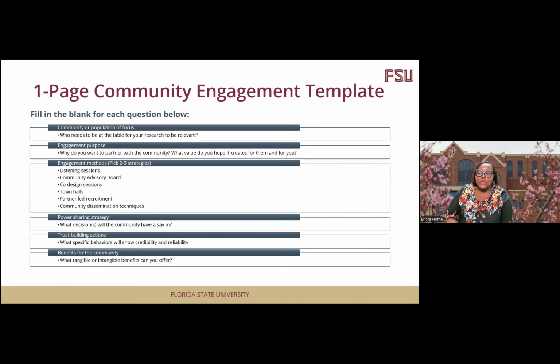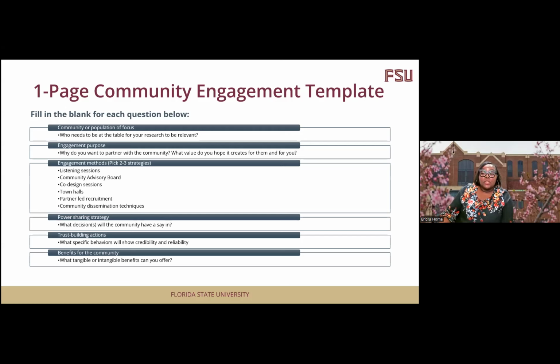First question: in your community or population of focus, who needs to be at the table for your research to be relevant? Take the time to just sit and think about it. Who needs to be at your table? You would sit down with yourself and answer these questions. Providers, it's good.